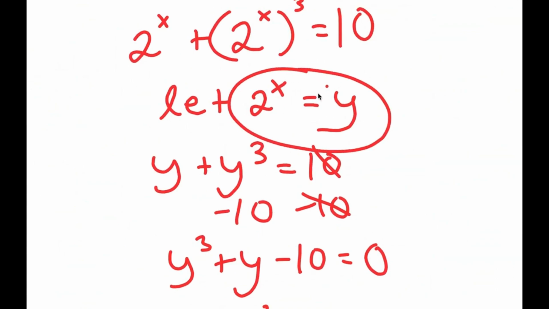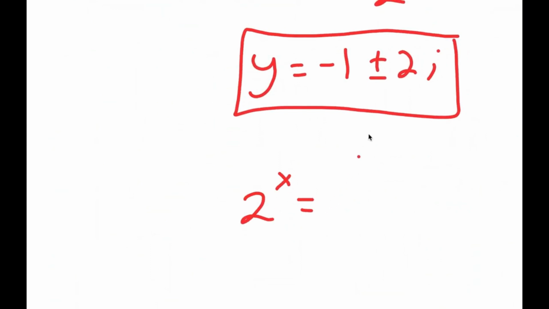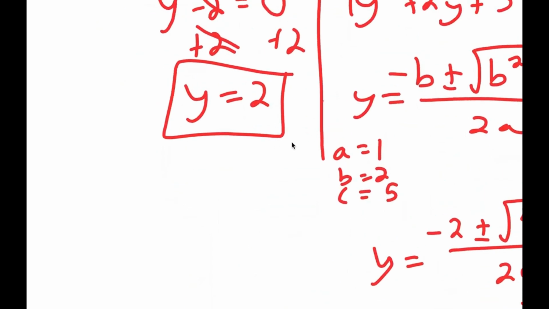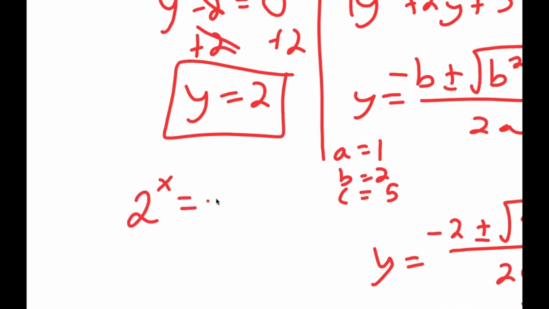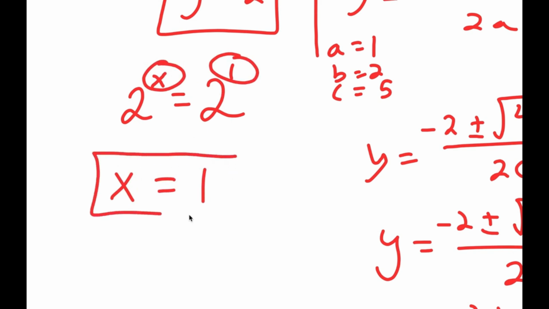So 2^x, well, how can this equal an imaginary number? It can't, meaning this is not a proper solution for y, and my only equation from this is 2^x = 2. And this is easy. All I have to do is rewrite 2 as 2^1, and these two exponents equal each other, meaning x is equal to 1. So x = 1 is my solution for this problem.